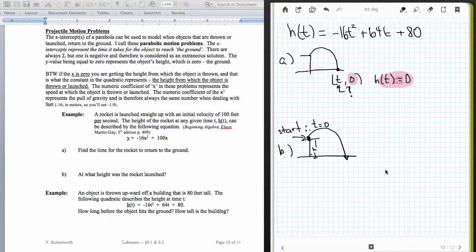Alright, hopefully you've given this a shot on your own. So our first question says how long before the object hits the ground? Well, it will hit the ground right here. So it's launched from this position at the top of the building, it comes up, then it goes down, and we want to know when it hits the ground, which is when the height is equal to 0. So what we're doing is we're solving the quadratic.